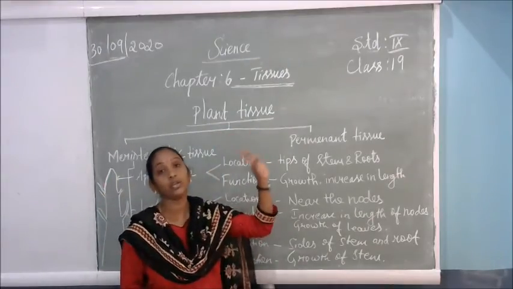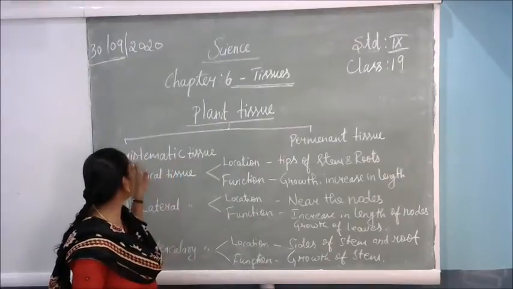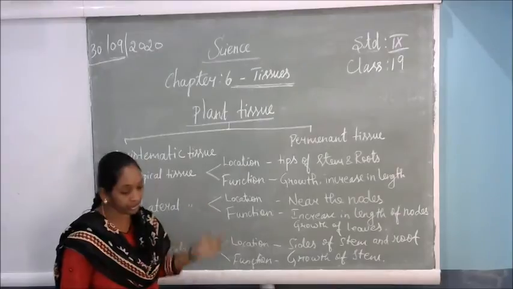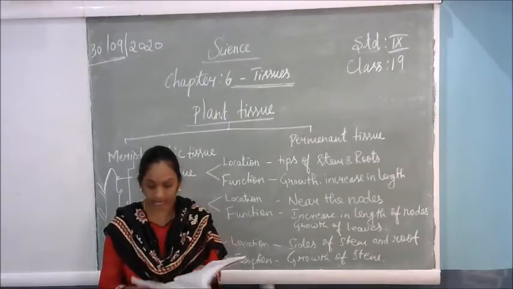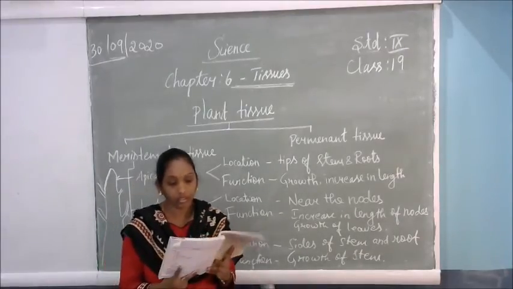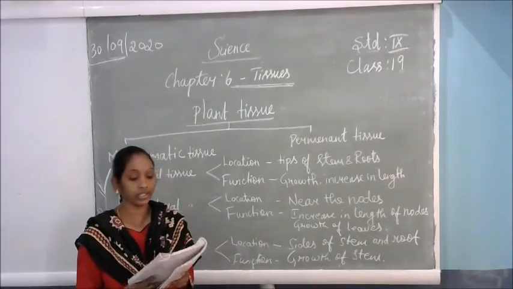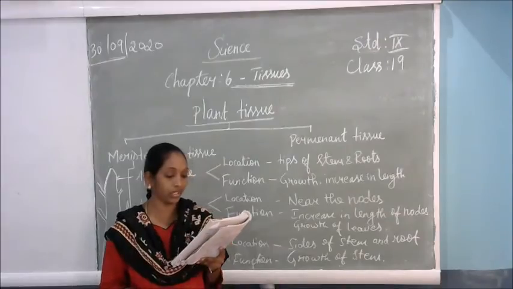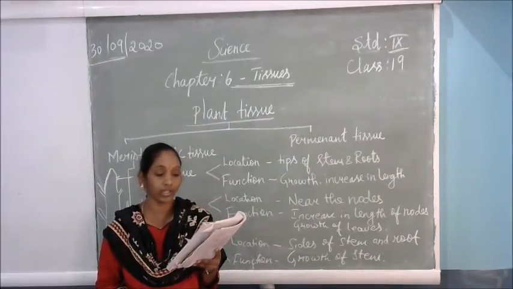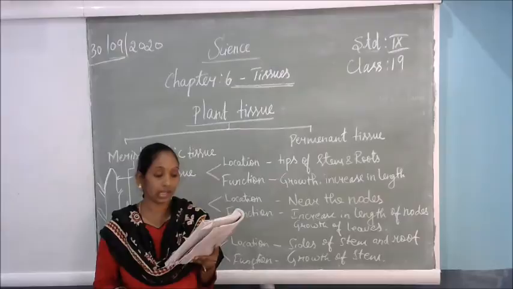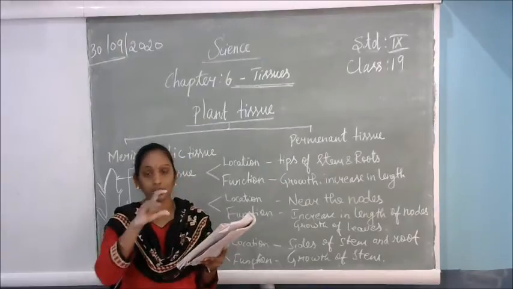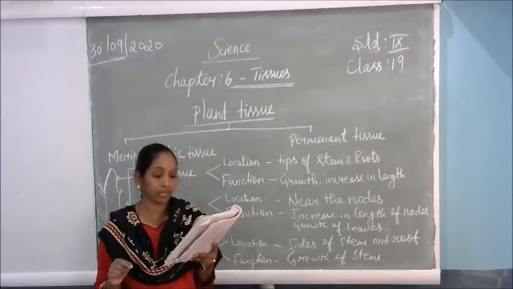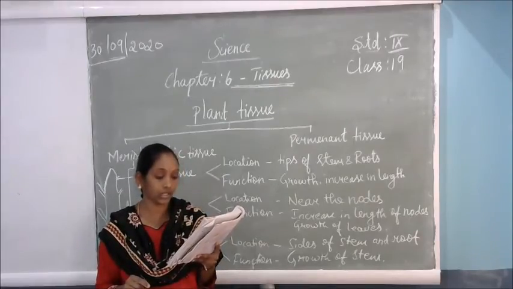Plant tissues are of two types: meristematic tissues and permanent tissues. Before entering this topic, take out your textbook page number 68. Under plant tissues, first they have given the meristematic tissues. Activity 6.2.1: What is the growth of roots in the onion bulb? Take two glass jars, fill them with water, and take two onion bulbs and place one on each jar as shown in the figure.